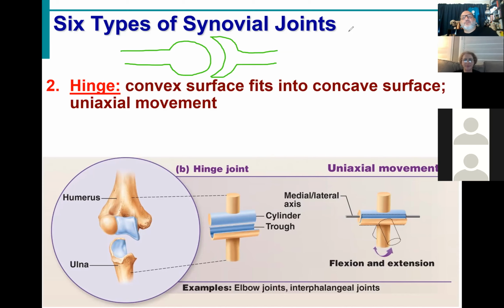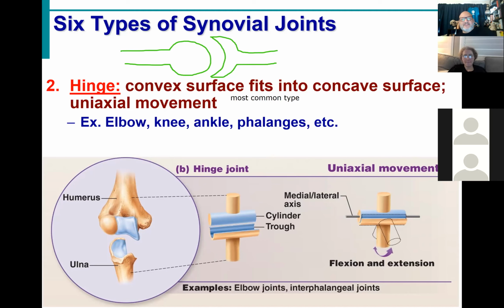And again, hinge is probably the most common type. Hinge is what we see between the phalanges. Hinge is what we see in the knee. Hinge is what we see in the ankle, right? There are a lot of hinge joints. It's probably the most common joint found in the body. All right, questions on that? All right, excellent.